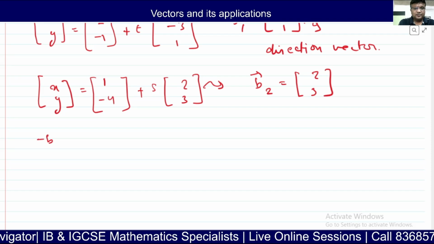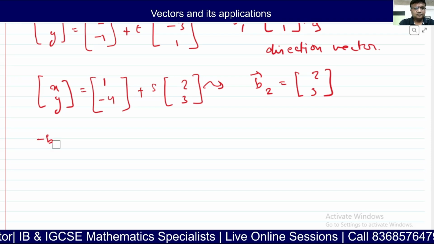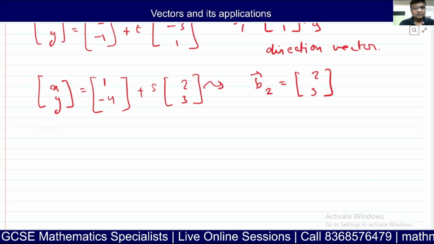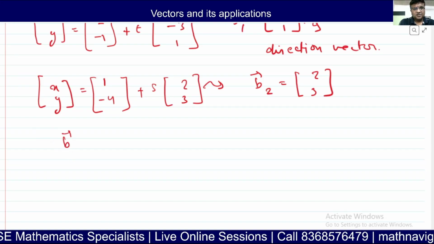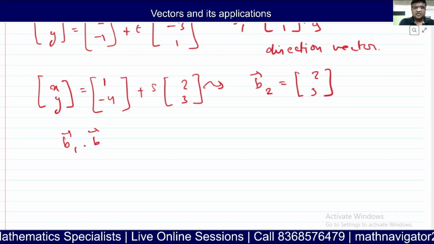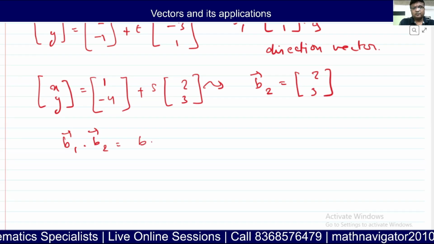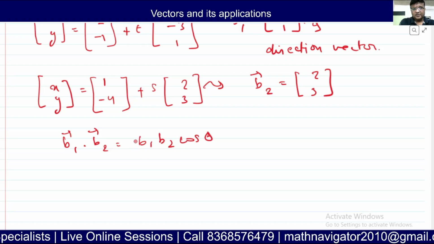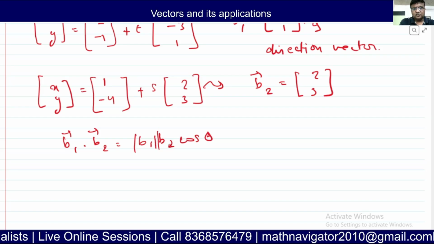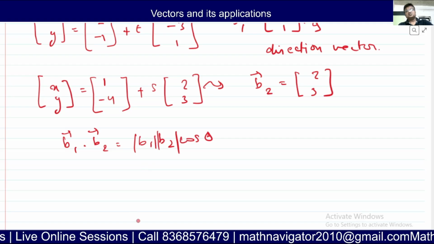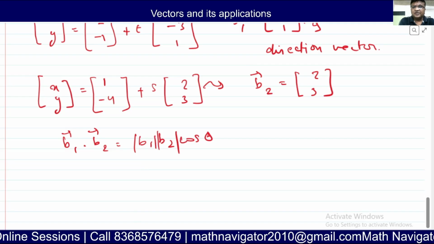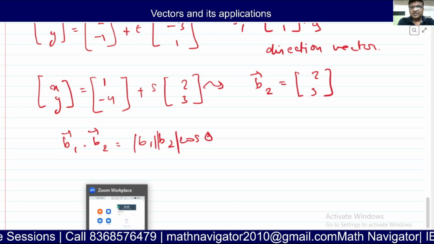So vector b1, we know vector b1 dot vector b2 is equal to |b1||b2| cos theta. So basically this is the magnitude of b1, this is the magnitude of b2, times cos theta. So vector b1, vector b2. So what will vector b1 and b2 give me?